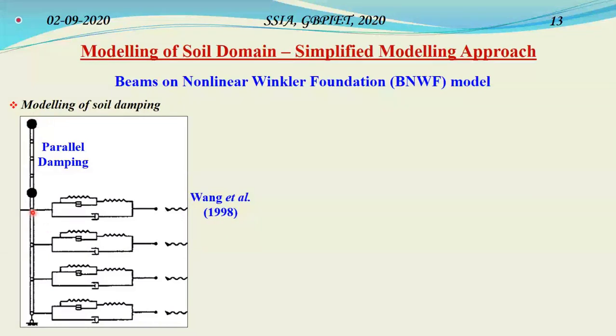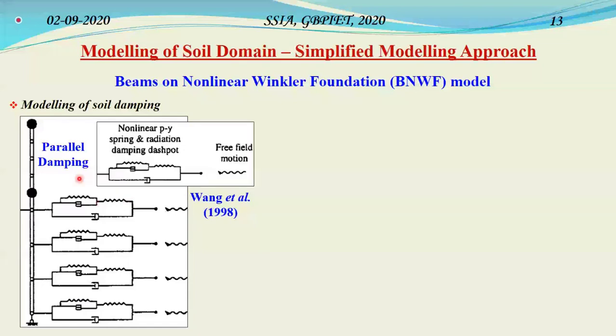You can see that at the various pile nodes, it is connected to a complex mechanical element which has an elastic spring and a Saint Venant element in parallel, which is further attached to a spring in series, and then the entire system is attached to a viscous dashpot in parallel. This is basically called parallel damping, where this entire complex mechanical system provides you a nonlinear PY spring and a radiation damping dashpot, and the far part represents the free field motion which is incumbent on the pile.